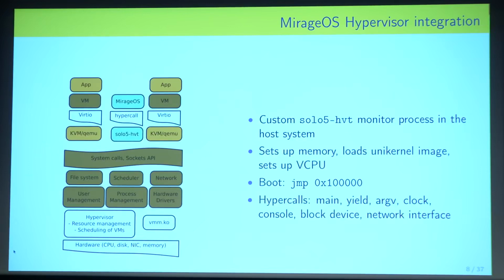So what Solo5 HVT does in this case is to set up the memory, load the unikernel image, which is a statically linked ELF binary, and set up the virtual CPU. The CPU needs some initialization, and then booting is a jump to an address. It's already in 64-bit mode. There's no need to boot via 16 or 32-bit modes.